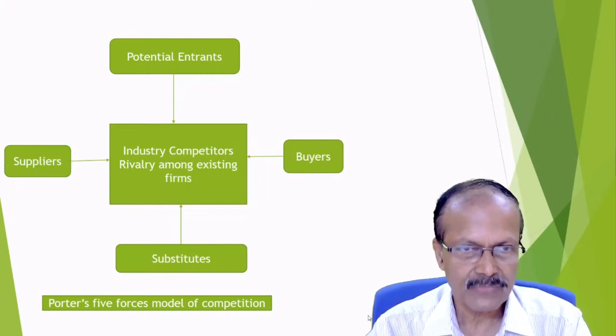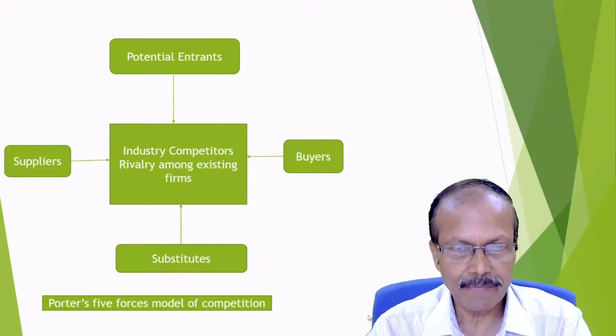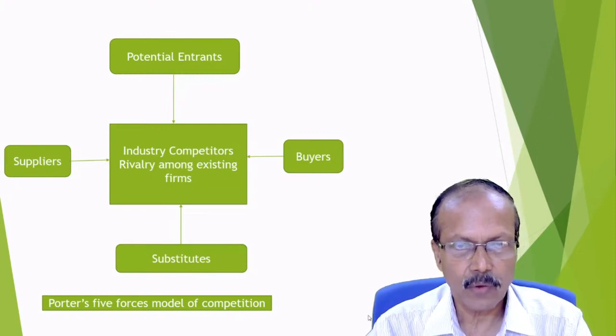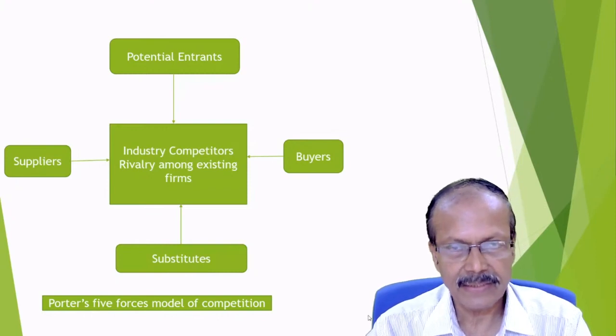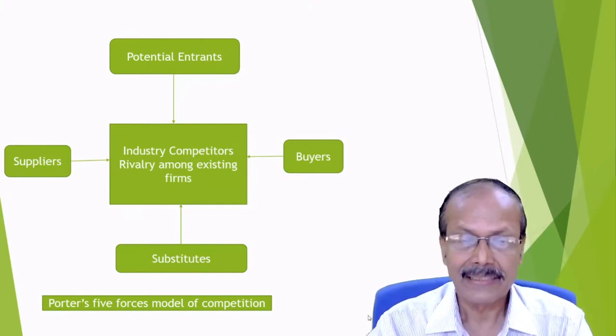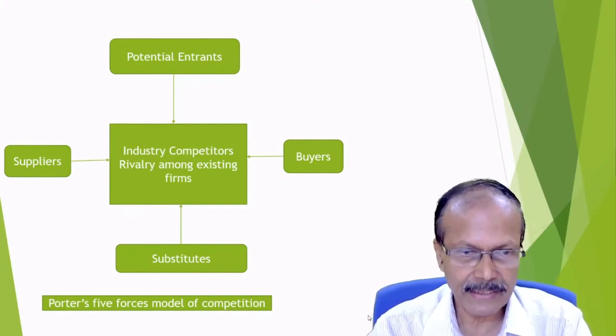And the fourth major force that is acting on any business is the buyers or customers, those who influence depending on the type of product and industry situation, and also the market conditions, whether it is a monopoly, monopolistic, oligopoly or perfect competition. So based on the market situation, the impact of the buyers will vary.